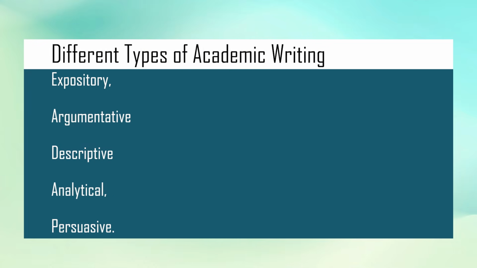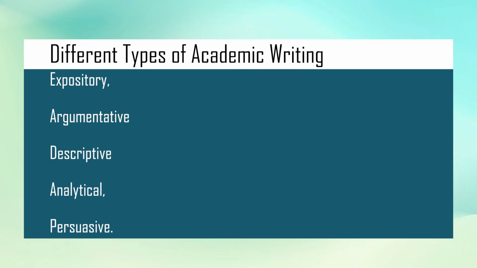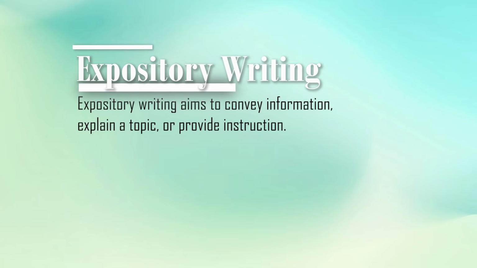Now let me discuss the academic writing part in the research methodology, which is again an integral part of it. There are different types of academic writing. It could be expository, argumentative, descriptive, analytical, or persuasive. Number one, expository writing. Expository writing aims to convey information, explain a topic, and provide instructions. It is characterized by clarity, objectivity, and focus on presenting facts rather than personal opinions.